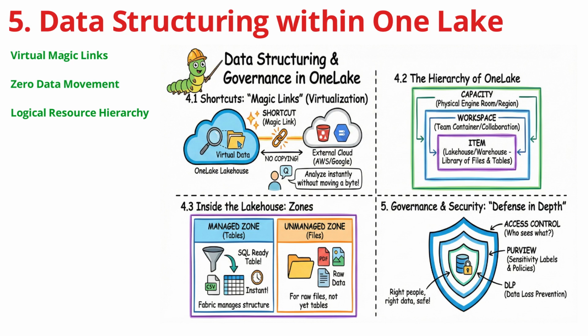To keep this library organized, Fabric uses a simple 3-tier hierarchy. Your capacity provides the physical power, or engine room. Your workspace is the container where teams collaborate, and the items, like lakehouses and warehouses, are the actual libraries of files and tables. Within these items, you have managed zones for high-performance tables and unmanaged zones for raw files, like PDFs or images. This structure ensures that whether you are dealing with raw data or refined business tables, everything has a logical home that is easy to secure and govern.